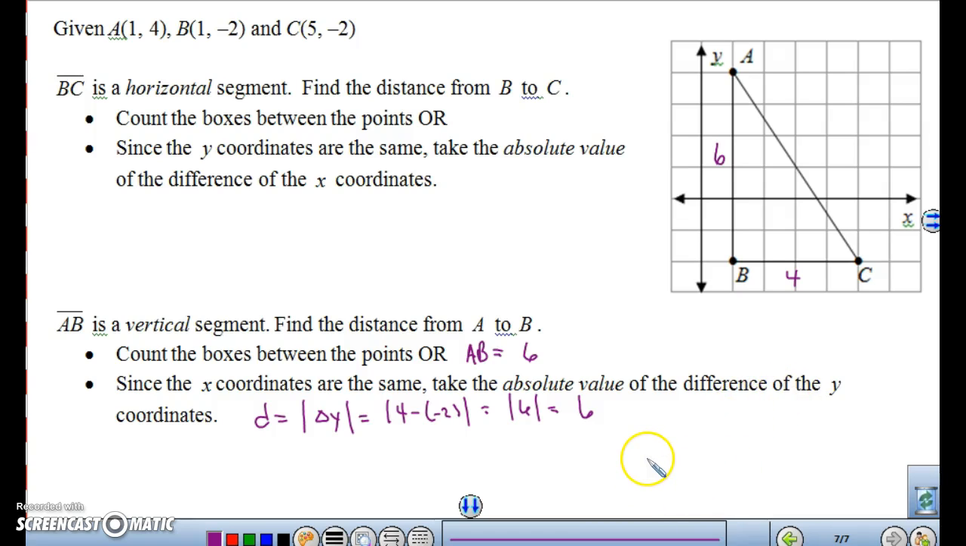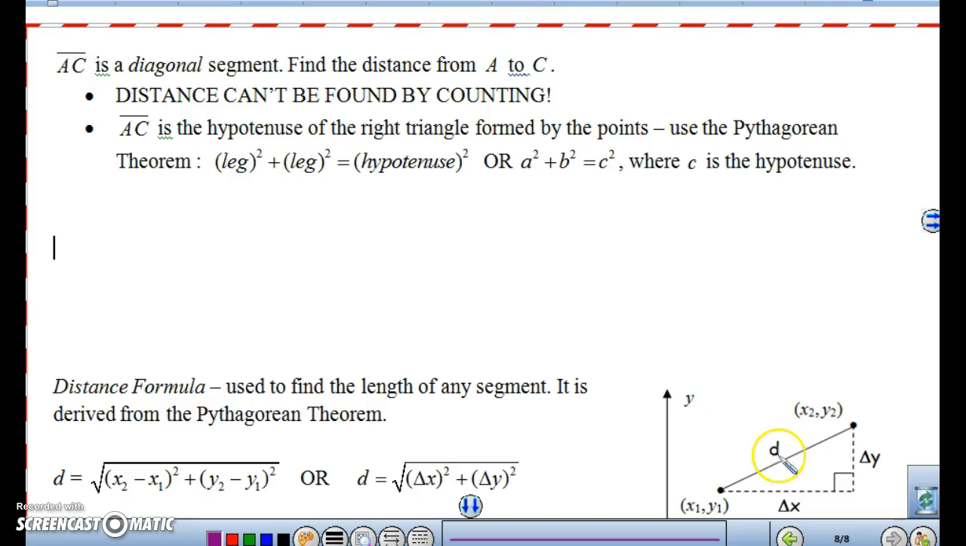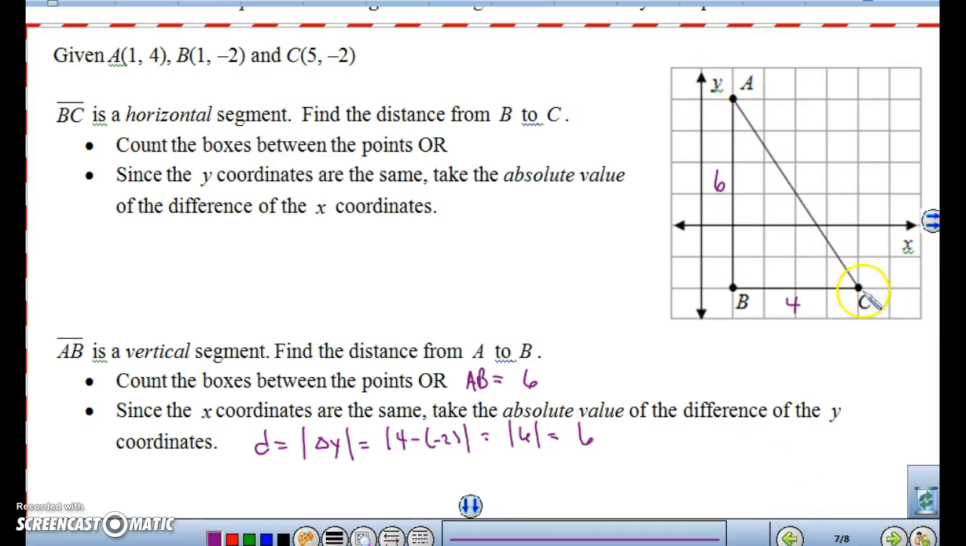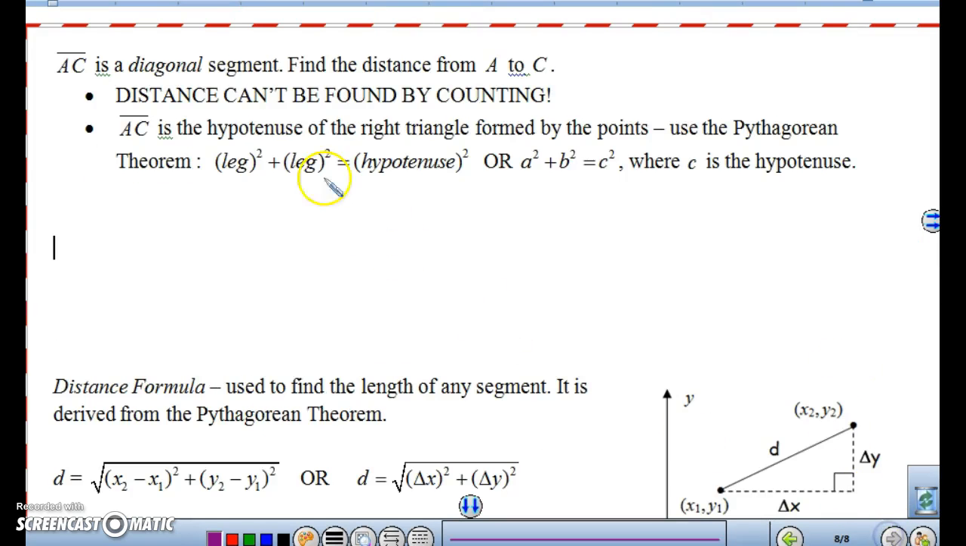So those are easy. It comes down to when you don't have a horizontal or vertical segment that it becomes a little more complicated. Now, AC on our diagram is actually a diagonal segment. This line right here is diagonal. We can't count the boxes from here to here. It doesn't work because some of these are partial boxes, some are not, and the distance is not the same. However, what do we notice?